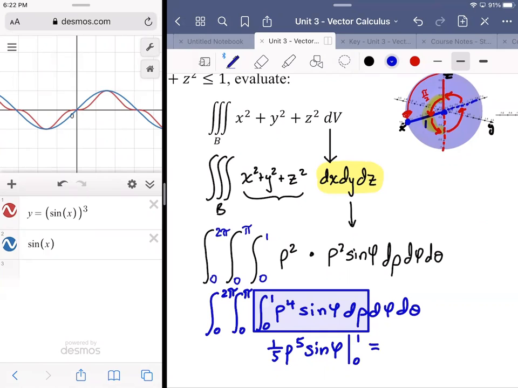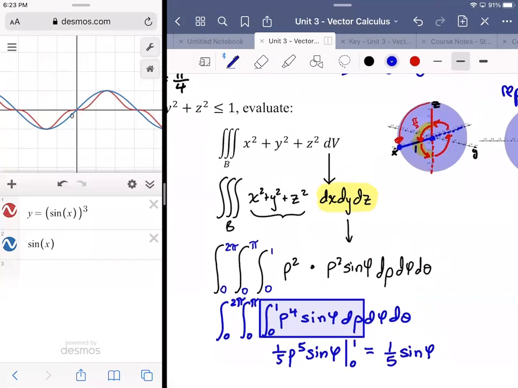All right. So we're looking at 1/5 sine phi. Plug in a 1 for phi, 1 for rho, and you get 1/5. Not doing anything with the phi at this point. Plug in a 0 for rho, that's going to zap away. So this is what we're integrating now with respect to phi and then with respect to theta.